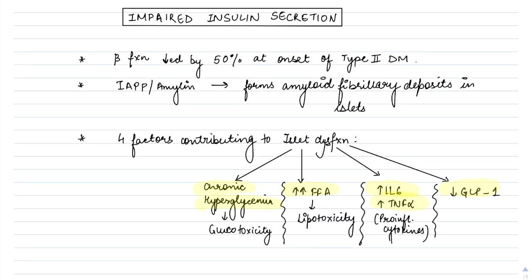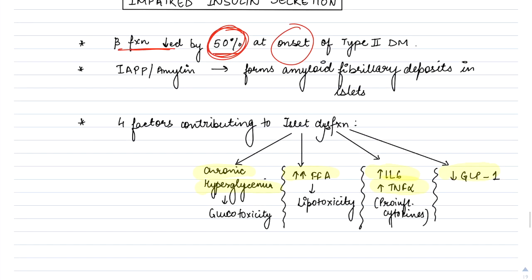Now, at the onset of diabetes, the beta cell function has already decreased to around 50%. That is, only 50% of the beta cells are functional at the diagnosis of type 2 diabetes.